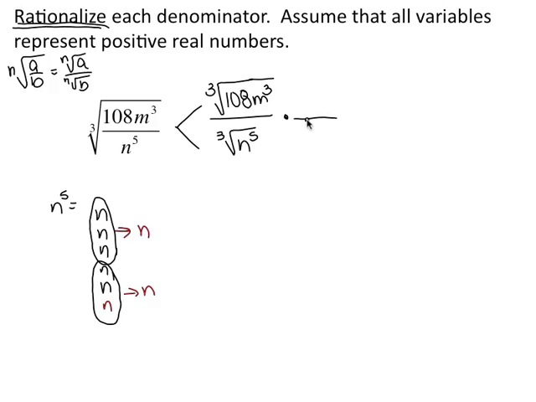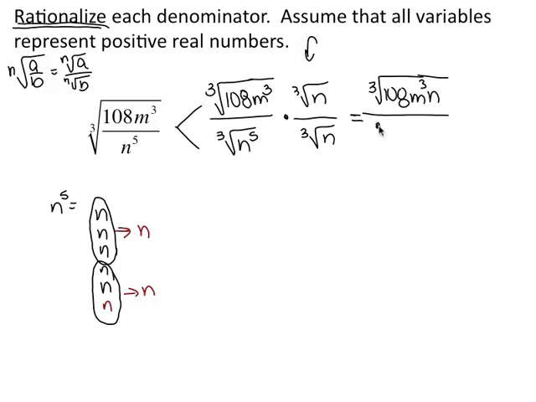So I'm going to multiply my top and bottom by the cube root of n and then the cube root of n. Remember, this is like multiplying by 1, so it doesn't affect my answer. So at the top I'm going to end up with the cube root of 108 m cubed n, and at the bottom I'm going to end up with the cube root of n, and then I have 5 here and 1 here, so that gives me n to the 6.